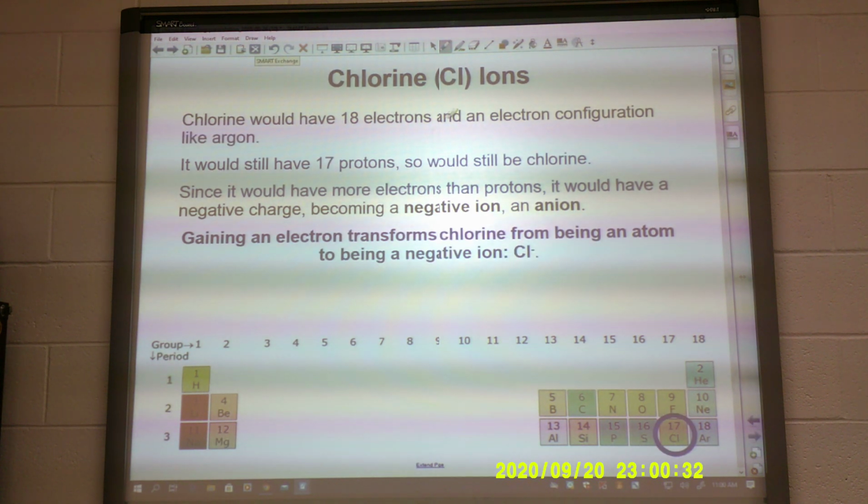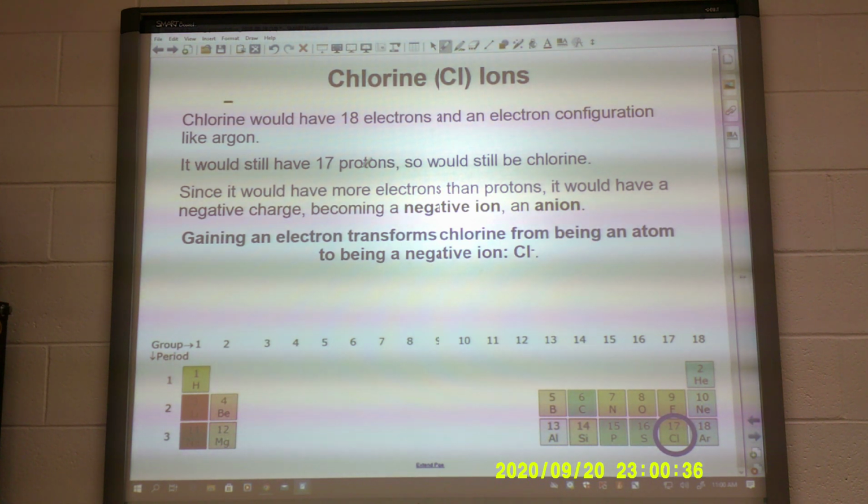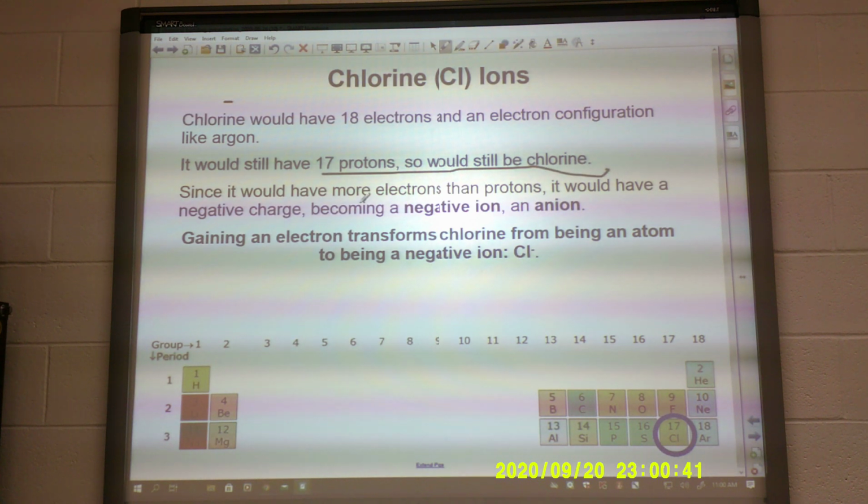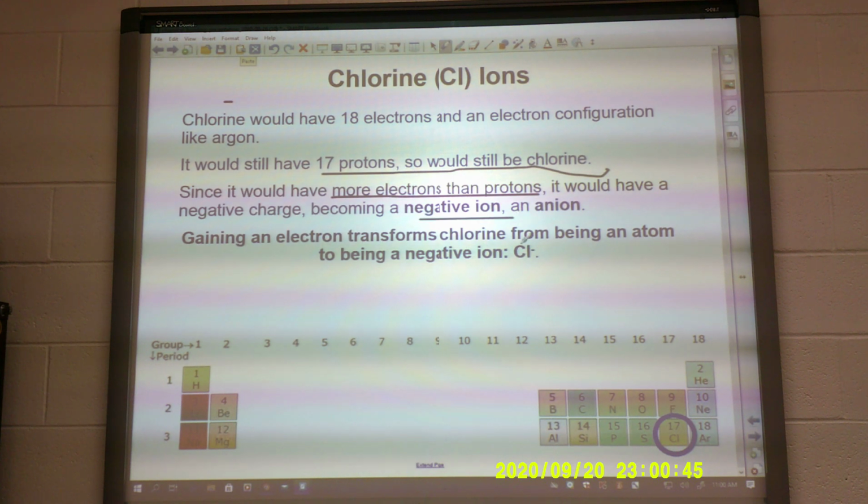Chlorine would have 18 electrons and the electron configuration like argon. It would still have 17 protons, so it will still be chlorine. Since it would have more electrons than protons, it would become negative, so you'd write that as Cl negative.